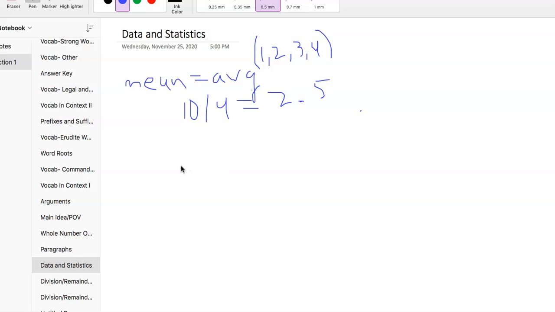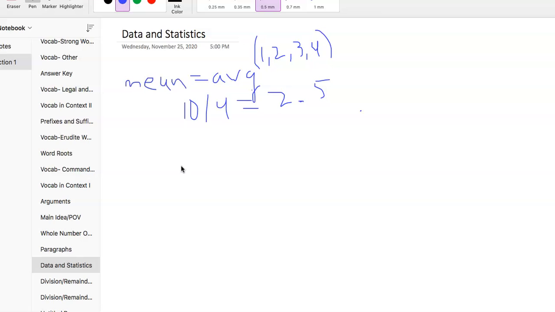Mode is the most frequent number, right? So if there's a repeating number, like if this data set instead of 1, 2, 3, 4 was 1, 2, 2, 4, right? There's two 2's, the mode would be 2. Here there is no mode because they're all different numbers.